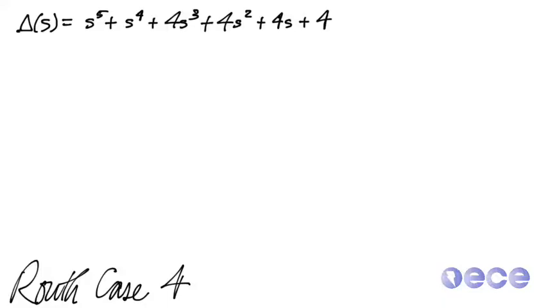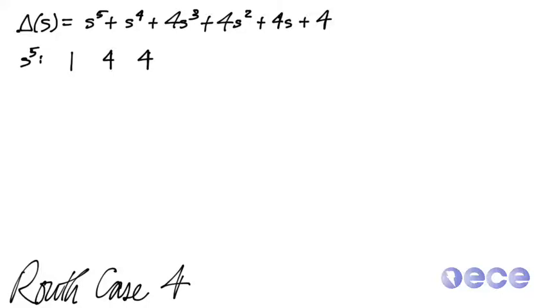So I'm starting with this characteristic equation: s to the fifth plus s to the fourth plus 4s cubed plus 4s squared plus 4s plus 4. I actually invented this characteristic equation by multiplying a bunch of polynomials together, and I made it such that I knew I was going to come up with case 4. So you can do this yourself too, if you prefer.